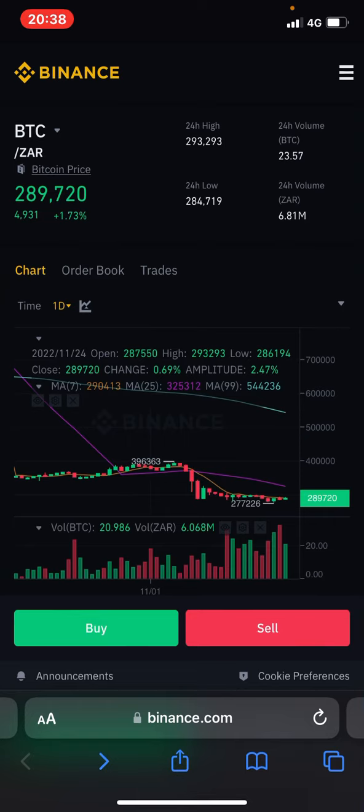Remember, use a limit order. Sell it on Binance, withdraw. You can do it as much as possible, as long as this price is not the same. It's more profitable to do this every time.